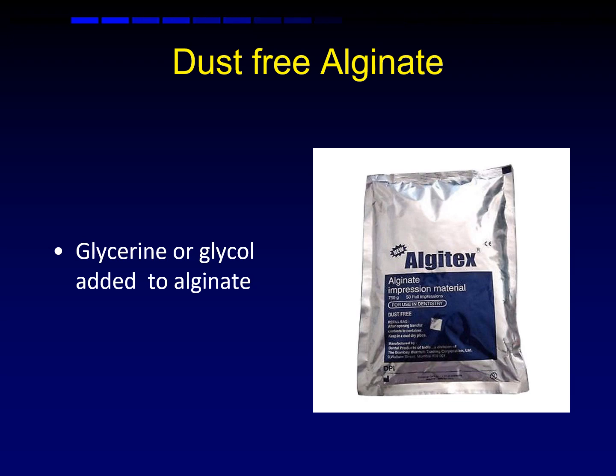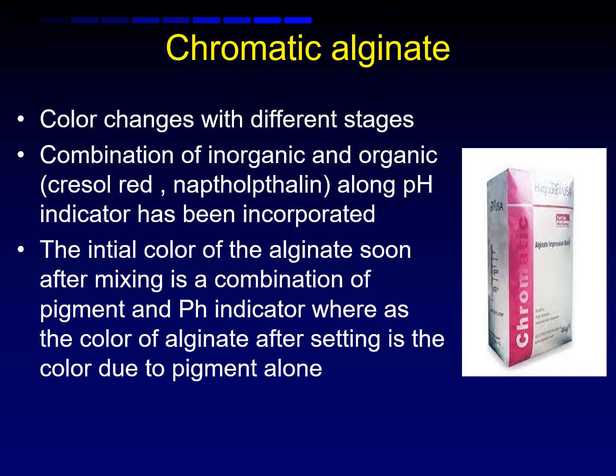Next one is dust-free alginate. In the dust-free alginate, the powder contains glycerin or glycol as an ingredient. The chromatic alginate means the alginate material changes color as it sets in different stages. So it is a reminder for us that the material has reached so and so stage. Actually, it is a combination of inorganic and organic material, that is cresol red, naphthalene along with a pH indicator. Initially, the alginate will be in one color. After mixing with the pigment and the pH indicator, the color change starts. After setting, it will become a different color. This may be purely due to the pigment.